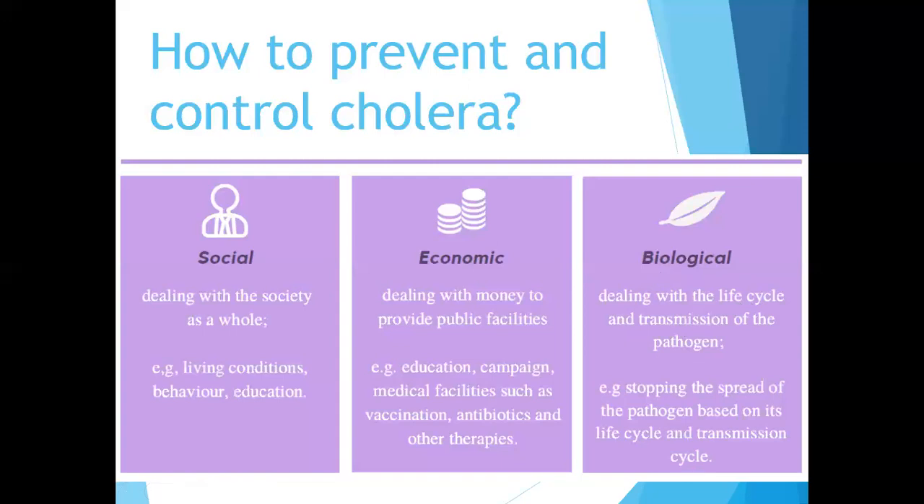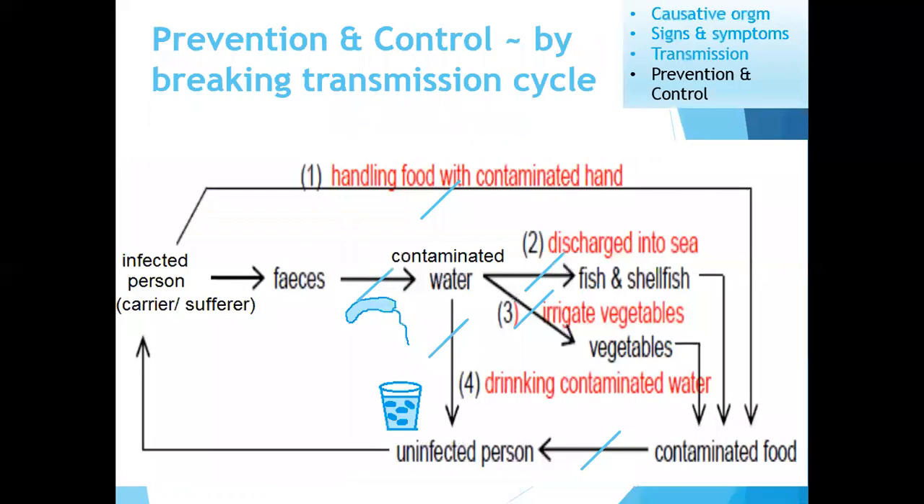So prevention and control will need to consider the social factor, economic factor, and biological factor to ensure that it's successful. If any one of the factors is not there, like no money, people are not cooperating, or we do not know how the virus is being transmitted, then we will not be able to stop, prevent and control the spread of the disease. So let's look at prevention and control. When you know the transmission cycle of a disease, then you know how to prevent and control the disease.